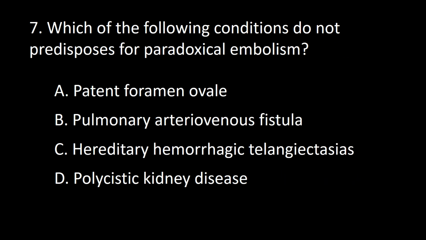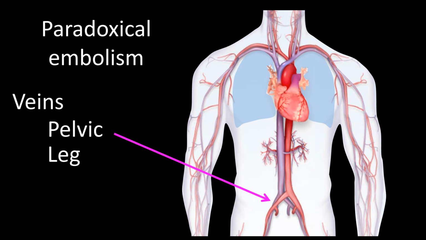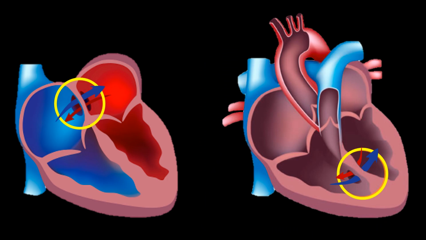Next question. Which of the following conditions do not predispose to paradoxical embolism? A. Patent foramen ovale. B. Pulmonary arteriovenous fistula. C. Hereditary hemorrhagic telangiectasia. D. Polycystic kidney disease. Paradoxical embolism refers to embolism that occurs as a consequence of an embolus originating in the venous system or traveling in the venous system prior to reaching the arterial system. Most paradoxical emboli arise from the pelvic or leg veins. Paradoxical embolism usually occurs in patients with abnormal communication in the heart, either in the atrial septal wall or in the ventricular septal wall.